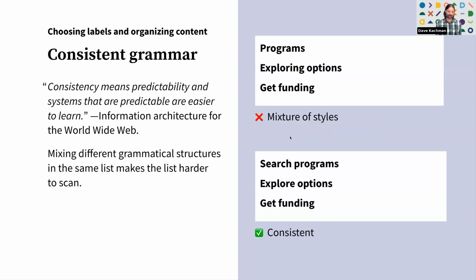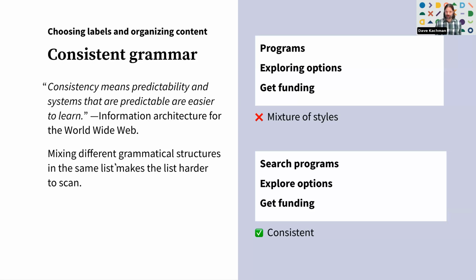And then consistent grammar can be a challenge as well. Consistent grammar is definitely something we recommend. So another quote from the Information Architecture for the World Wide Web book: consistent means predictability, and systems that are predictable are easier to learn. So this is where we always recommend that consistency.